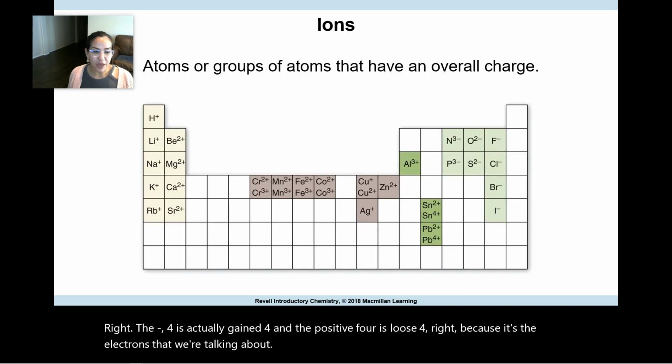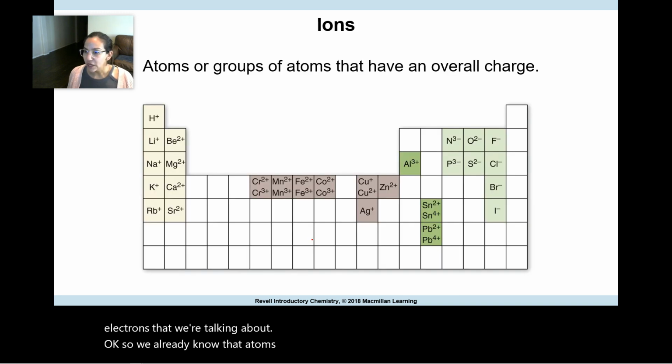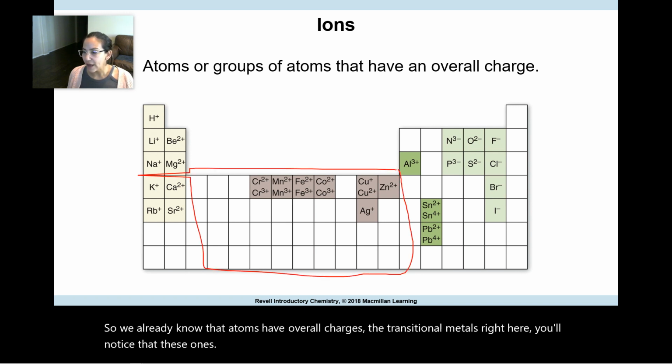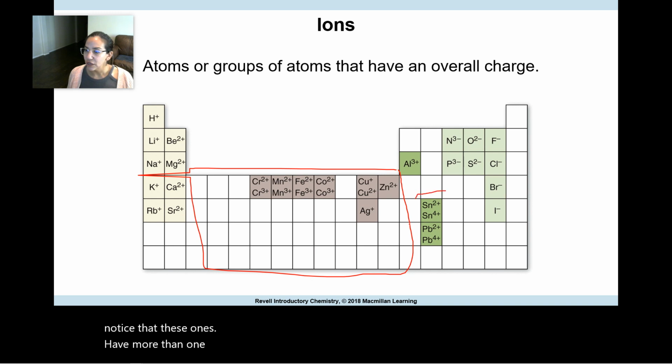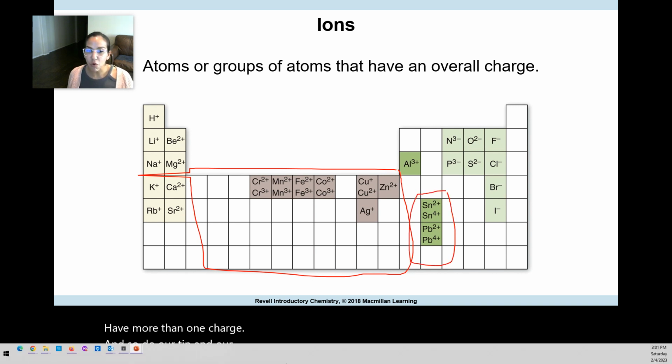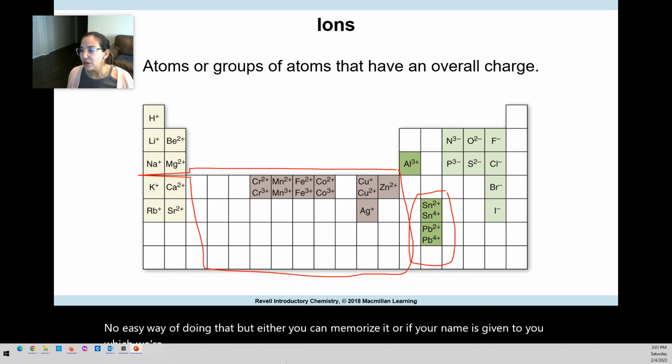Okay, so we already know that atoms have overall charges. The transition metals right here, you'll notice that these ones have more than 1 charge. And so do our tin and our lead. They also have more than 1 charge. There's no easy way of doing that, but either you can memorize it, or if a name is given to you, which we're going to go over in naming, you could figure out what charge it actually has.